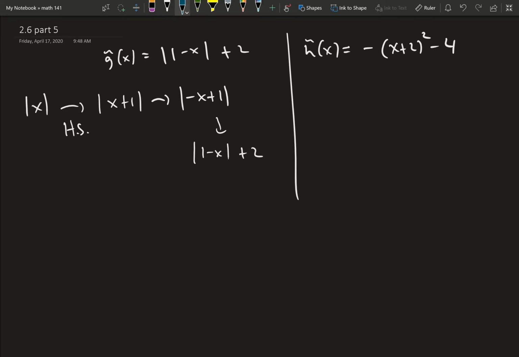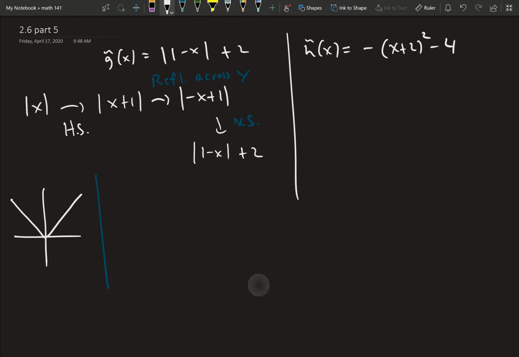Let me use a different color pen here. This is a reflection across the y-axis. And this last piece is a vertical shift. VS for vertical shift. Okay, so we start off with the absolute value function.